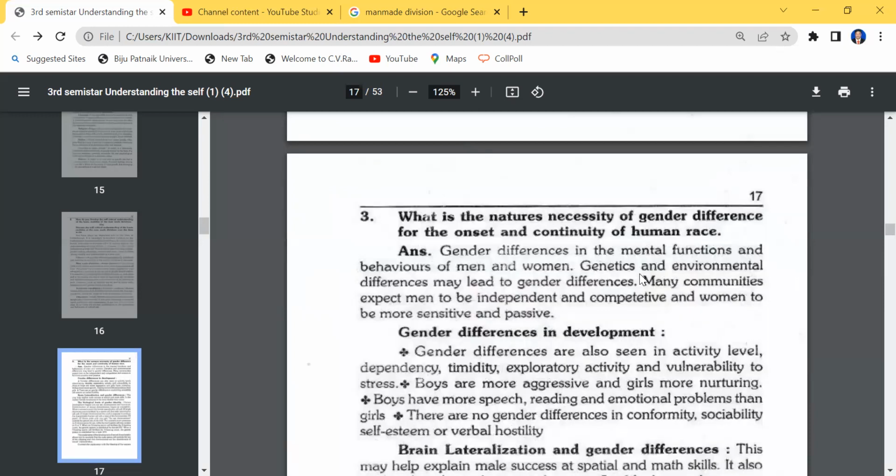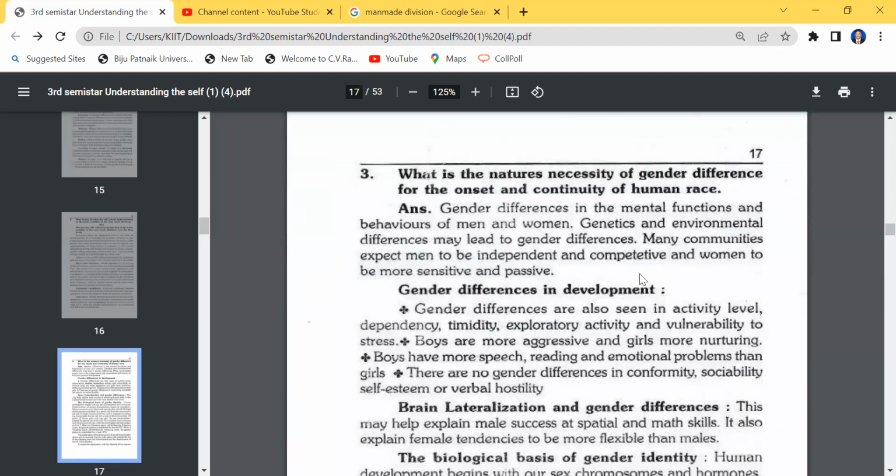Next, another question: what is the nature necessary for gender difference for the onset and continuity of the human race? Gender differences in the mental functions and behaviors of men and women. In this world, there are only two types of people, men and women. So when the human race is considered, that means the race between women and men also.